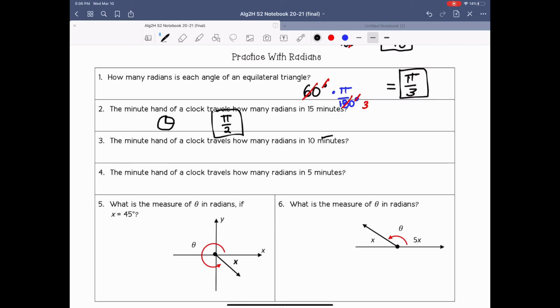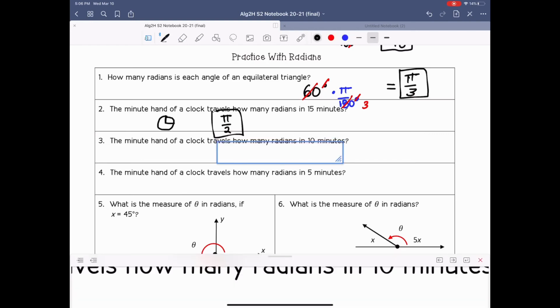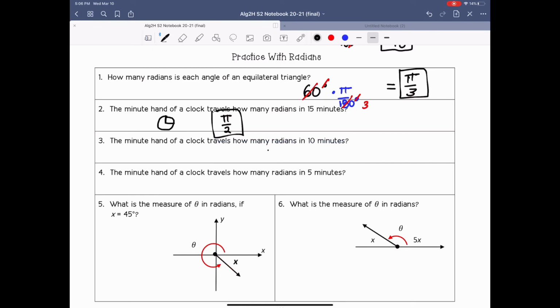Now, number 3 is a little bit different. The minute hand of a clock travels how many radians in 10 minutes? Let's go ahead and think about this. So once again, if I were to draw a clock here, let's go ahead and draw 15 minutes again, just so I can draw a little distinction here. So if 15 minutes is a quarter of the circle, let's go ahead and break that off into 5. So 5 minutes is going to look something like this. 10 minutes is going to look something like this. So 10 minutes is going to be 2/3 of the radian measure of 15 minutes.